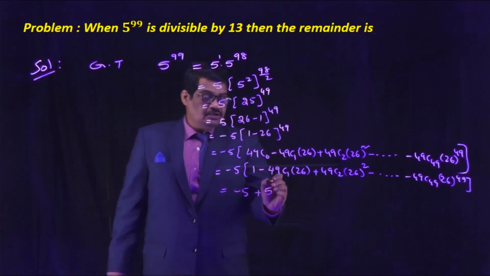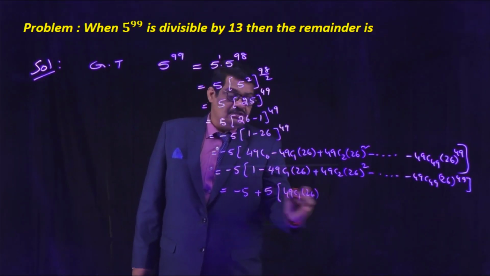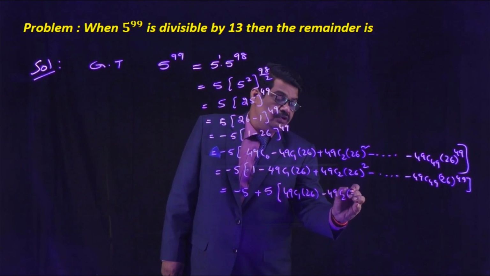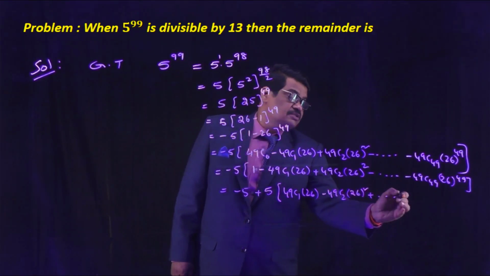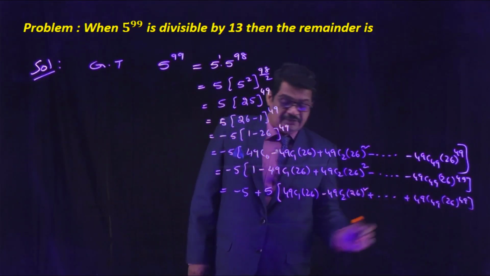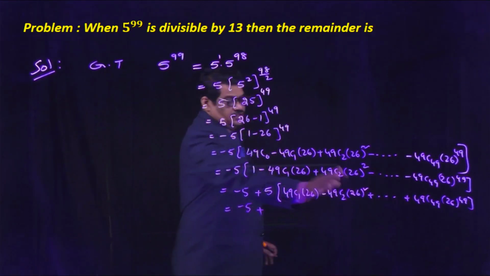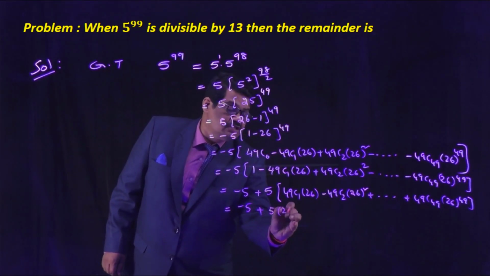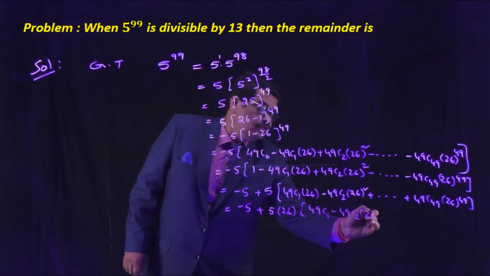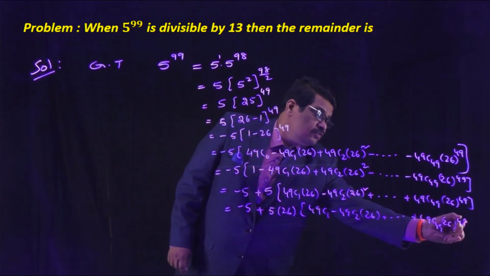Here minus is common. Then we get 49 C1 26, minus 49 C2 26 whole square, plus and so on, 49 C49 26 whole power 49. That is equal to minus 5 plus, in each term 26 is common. So the remaining terms are 49 C1 minus 49 C2 26 plus and so on, 49 C49 26 whole power 48.